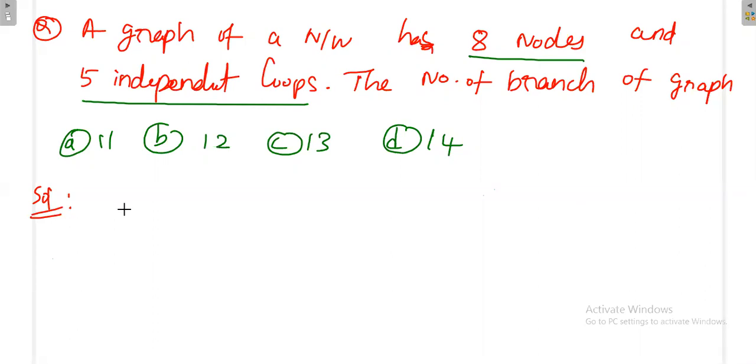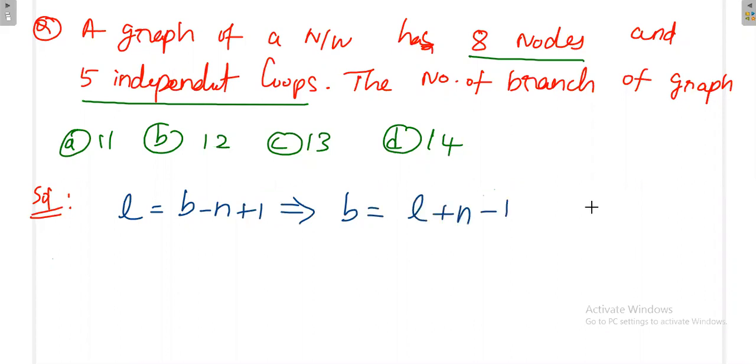L is the number of independent loops. L is equal to B minus N plus 1. So what we need is B. B is equal to L plus N minus 1. L, the number of independent loops, is 5, plus N which is 8, minus 1. So B is equal to 12. Okay, next question.